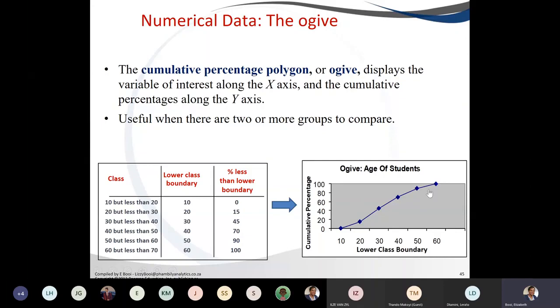And this is what we call an OGIF, or a frequency percentage polygon, or a cumulative frequency polygon. It uses the cumulative percentages, and we can use it to compare groups of information with this.